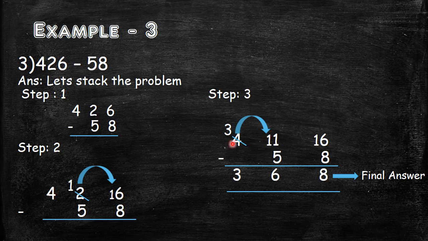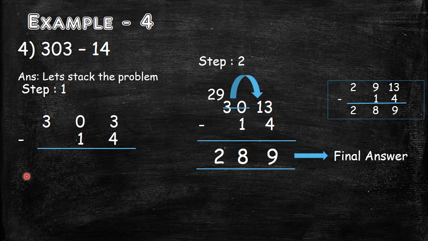In step 3, we have 4 becomes 3, that is 4 minus 1 becomes 3, and that 1 goes in front of 1, that is 1 becomes 11. How did we get 11? It is 10 plus 1. So 10 plus 1 is 11. So here the answer is 11 minus 5 is 6, and 3, there is no number here, 3 remains 3. So the final answer is 368.